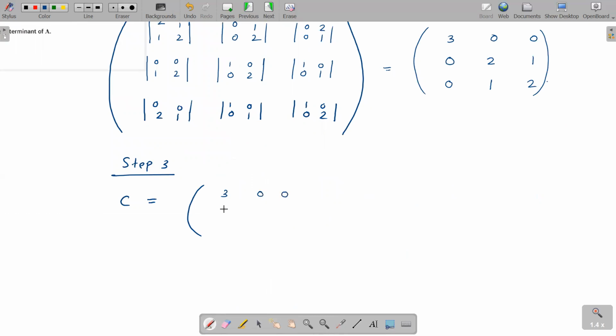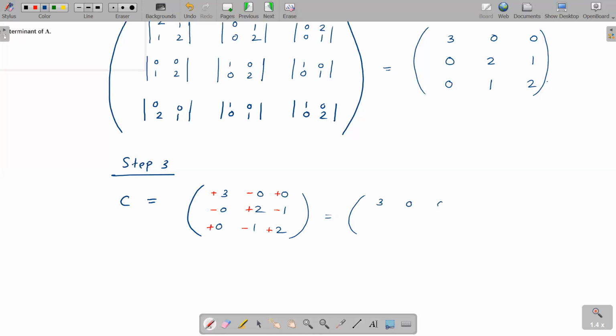So I get here 3, 0, 0, 0, 2, 1, 0, 1, 2, right? Shall we give the signs? This is plus, minus, plus, minus, plus, minus, plus, minus, plus. You see? Signs are signs. So now write it nicely.